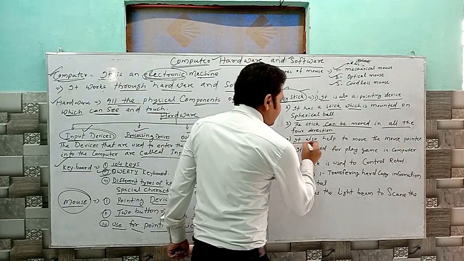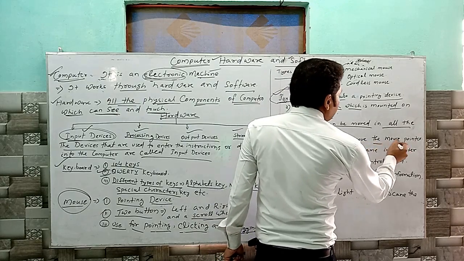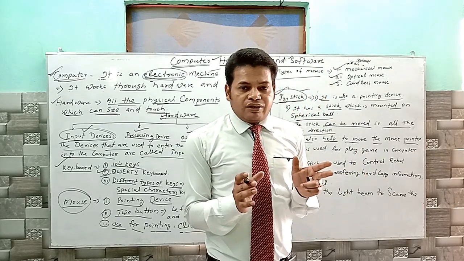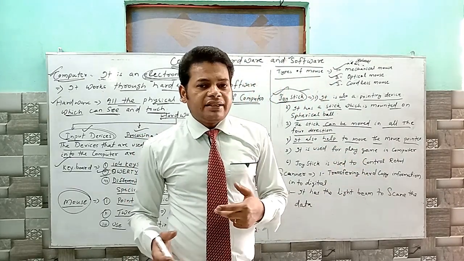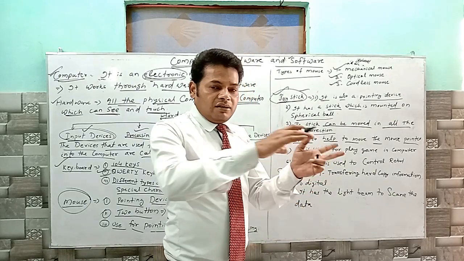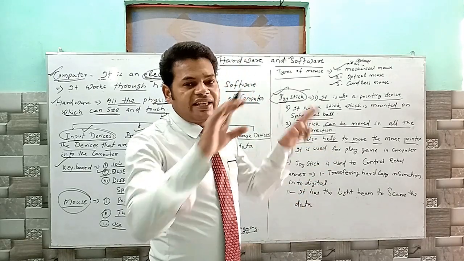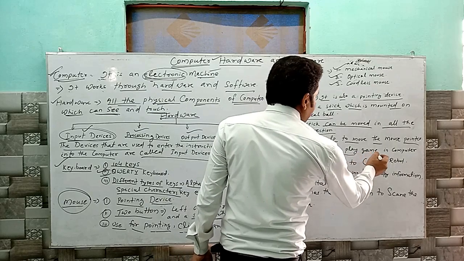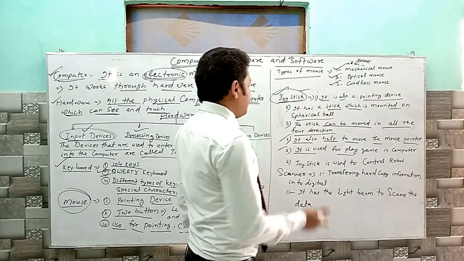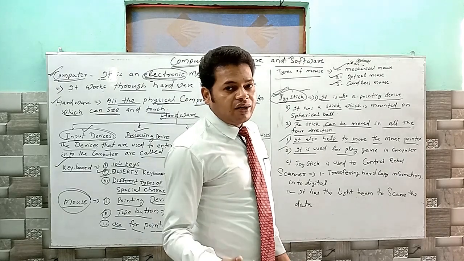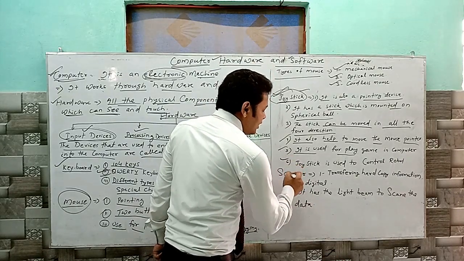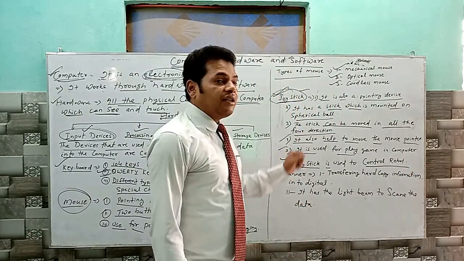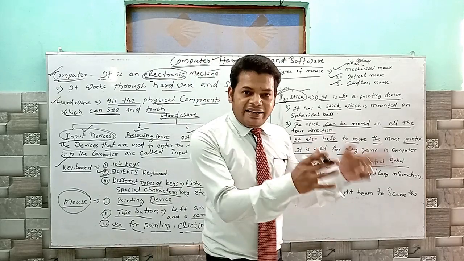It is also used to move the mouse pointer. The joystick helps move the mouse pointer anywhere you want on the screen. The fifth point is that it is used to play games on the computer. The sixth is that the joystick is used to control robots, to handle the robot.